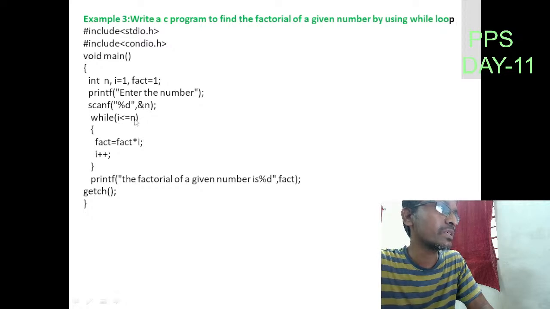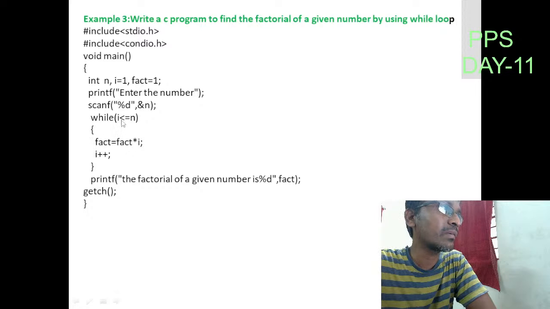It is true. If it is true, then it will enter the block of code, which executes fact equal to fact into i. The initial fact is 1 and i is 1, so 1 into 1, then I got fact equal to 1. After that the i value is incremented by 1, that is 2. 2 less than or equal to n is true. Then 1 into 2, I got 2. Then i is incremented to 3. 3 less than or equal to 5 is true, so 2 into 3, then I got 6. Then i is incremented by 1.